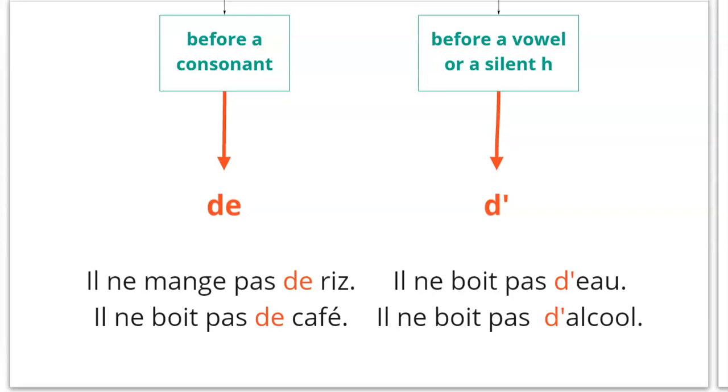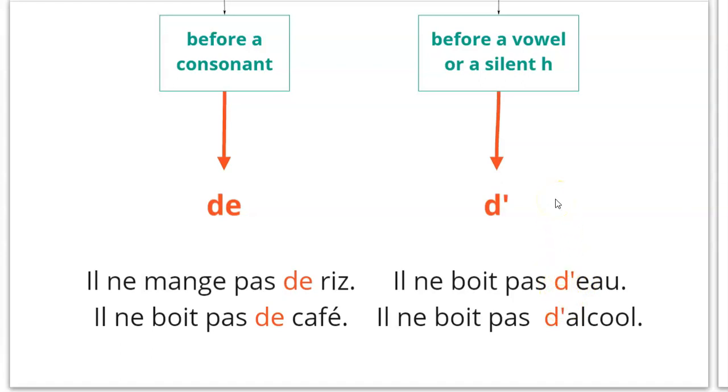Okay. If the noun is starting with a vowel or a silent H, then you will have an apostrophe. For example, il ne boit pas d'eau. He doesn't drink water. In English, nothing. Il ne boit pas d'eau. He doesn't drink water. Il ne boit pas d'alcool. He doesn't drink alcohol. Okay, so these two nouns are starting with a vowel, so you use the apostrophe.